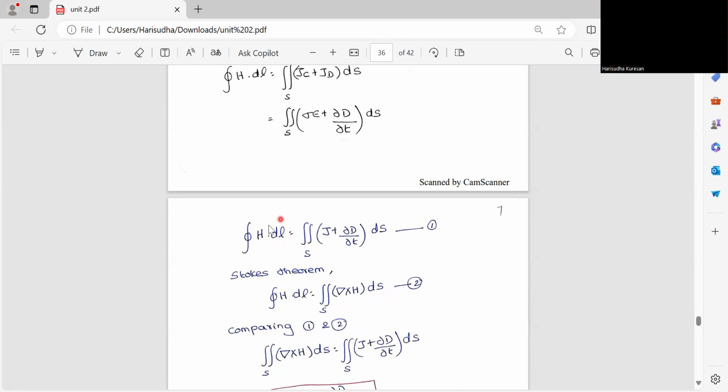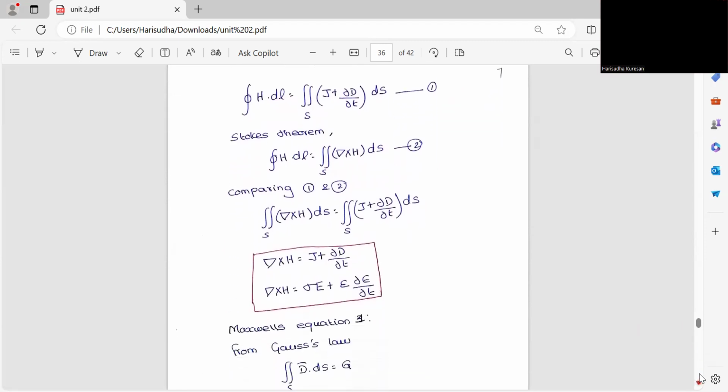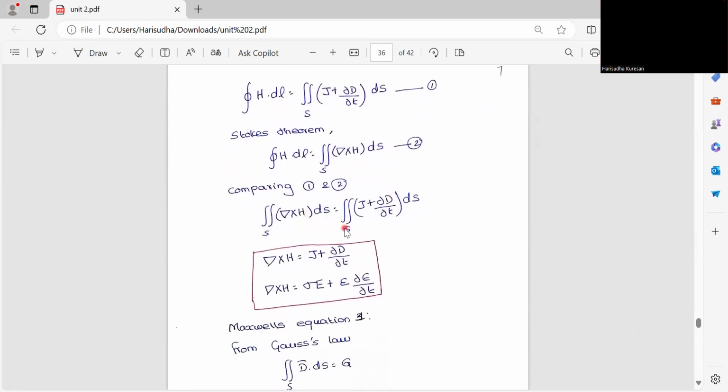Now replace this term over here. So therefore, we'll get surface integral of del cross H ds is equal to surface integral of J plus dou D by dou T into ds. Now both the sides we have the surface integral, both the sides we have the ds, so that we can eliminate those things. And the remaining terms will be del cross H is equal to J plus dou D by dou T. Either you can have it in terms of J, that is the conduction current, or else you can replace the J value by sigma E.